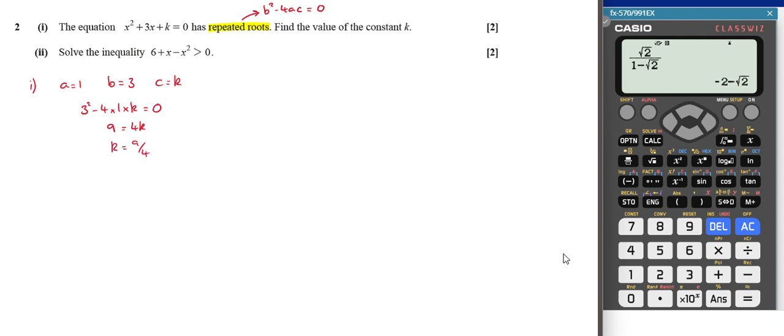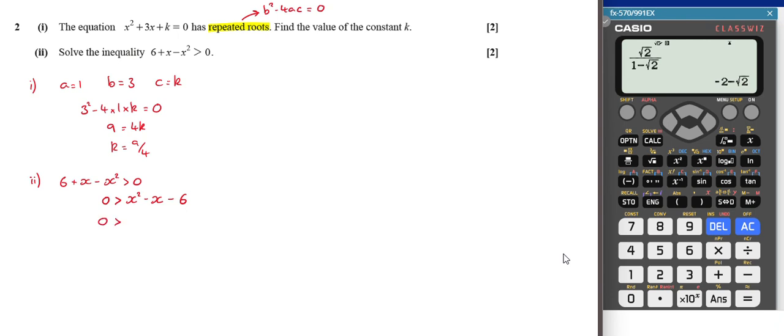If we're asked to solve the inequality then, we have got 6 plus x minus x squared is greater than 0. Now, it's a little bit easier. We can do this just in the calculator. If we're not going to do it in the calculator, it's potentially a little bit easier if we have this so that we don't have negative x squared. It's just a little bit easier to factorise. So if I bring all of those across to the right-hand side, so I get 0, and then I'm going to have x squared minus x minus 6.